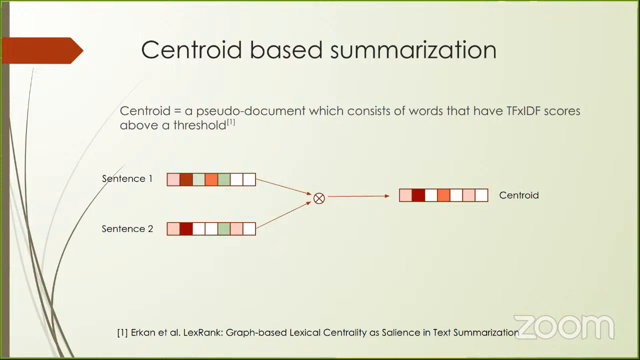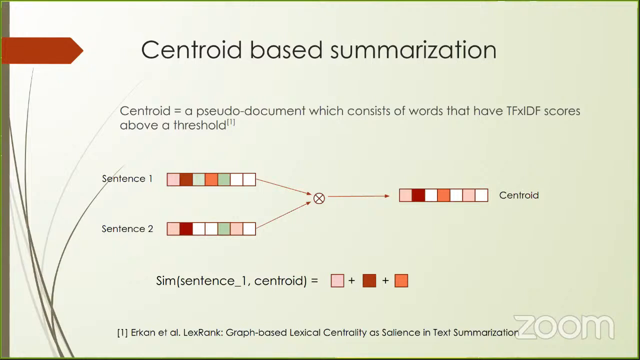So basically, what does your sentence one have in common with the centroid? There are three words, right? The first one, second one, and the fourth one. So that is your similarity. In the other dimensions, the overlap is zero. Right?